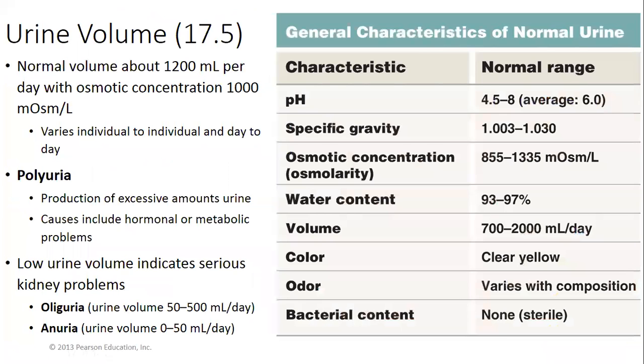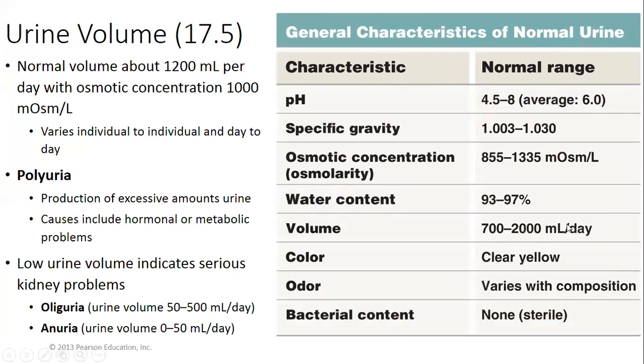Urine volume is normally a little bit more than 1 liter per day, but can vary quite a bit depending on your hydration status. Polyuria is the production of excess amounts of urine, and that can include hormonal or metabolic problems. Usually if you're diabetic, you have a lot of glucose in the urine, and with that goes a lot of water, so you end up urinating a whole lot. I'll use the sciencey word. And then oliguria and anuria basically mean without urination, very, very low amounts of urine production. That can indicate really serious kidney problems.